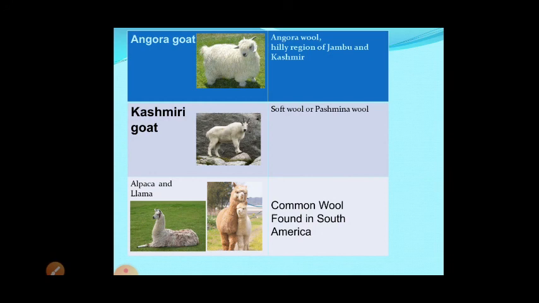Next, alpaca and llama. These two varieties we can see in South America, and from their body also we get the common type of wool, like what we get from sheep. So all these animals give us wool. The details of how we get wool from their body and how we process this wool, I will discuss in the next class.